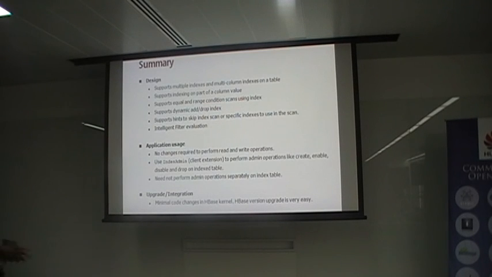So I will just summarize this overall solution. By design, it supports single-column index, multiple-column index, and even composite index. If you have columns C1 and C2 and your query will always come as C1 equal to something and C2 equal to something, there is no need to create two separate indexes. You can create a composite index. So that is one feature.